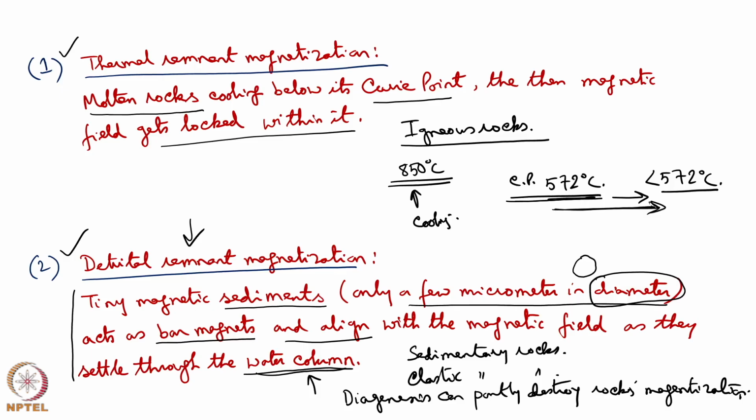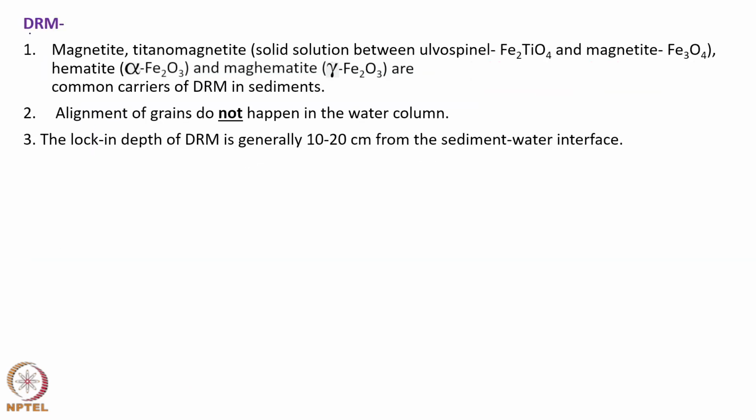So, here what kind of rocks did we exclude in the discussion? We have excluded metamorphic rocks and we have excluded igneous rocks. In thermal remnant magnetization, what did we exclude? We excluded metamorphic rocks and we excluded the sedimentary rocks. Let us look at the detrital remnant magnetization.